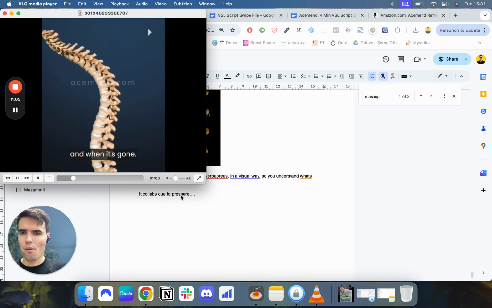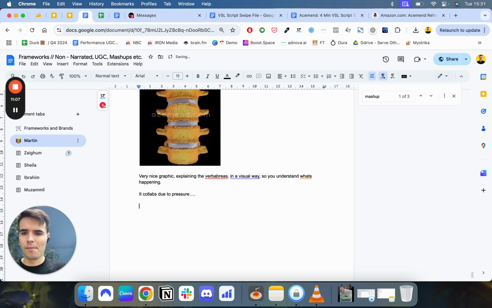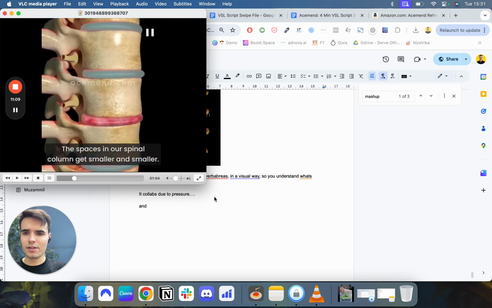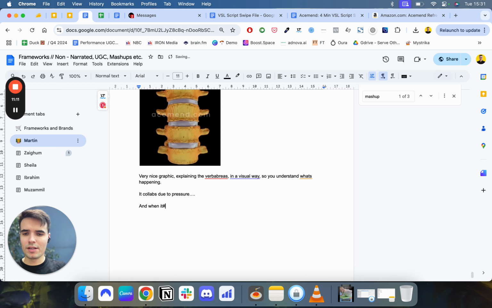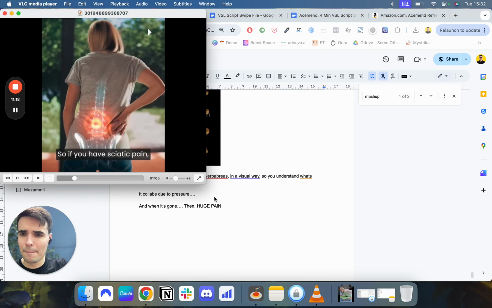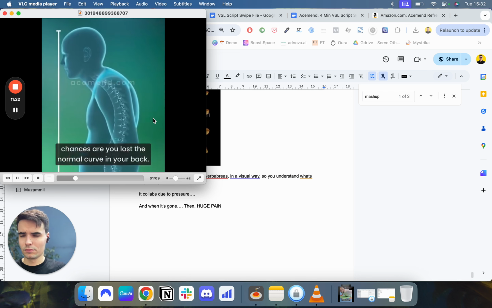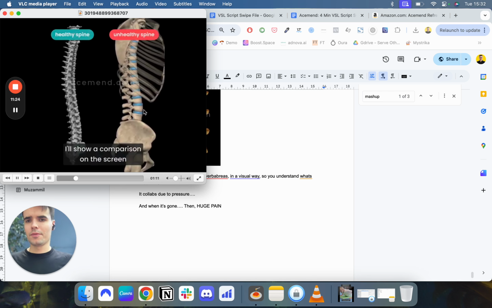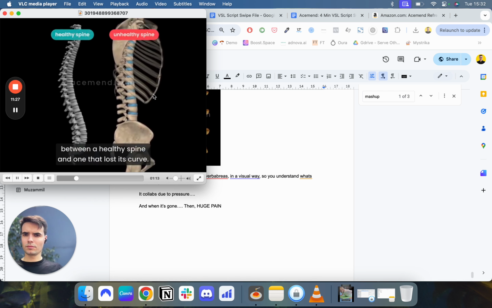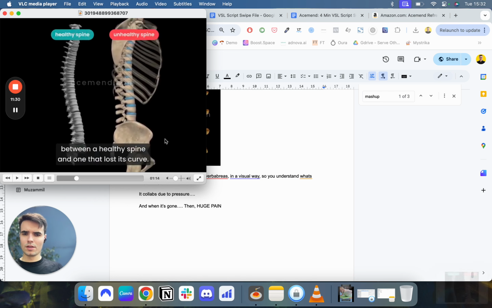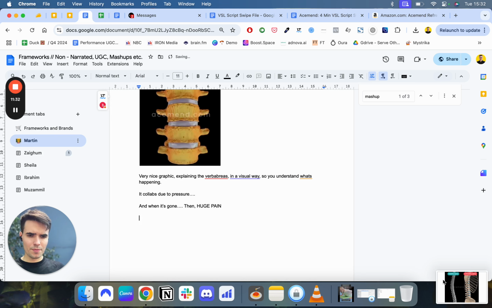And when it's gone, the spaces in our spinal column get smaller and smaller. Hey, here, do you hear that? When it's gone, then huge pain. So if you have sciatic pain, chances are you lost the normal curve in your back. I'll show a comparison on the screen between a healthy spine and one that lost. Comparison of those two.